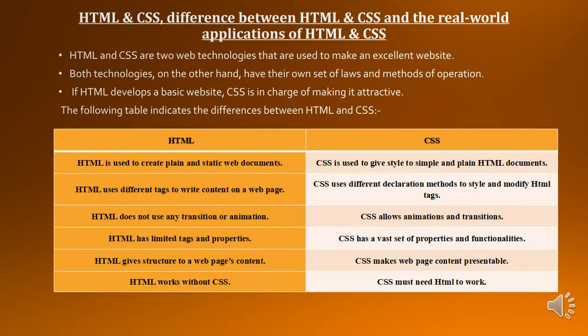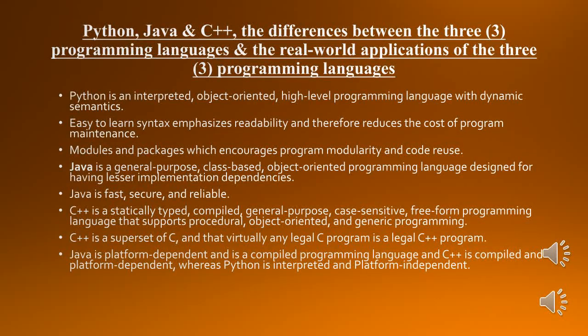And then the other point is HTML has limited text and properties, while CSS has a vast set of properties and functionalities. HTML gives structure to web page content, and CSS makes web page content presentable. HTML works without CSS, but CSS must need HTML to work. These are the differences between HTML and CSS. I hope you understand the difference between HTML and CSS.